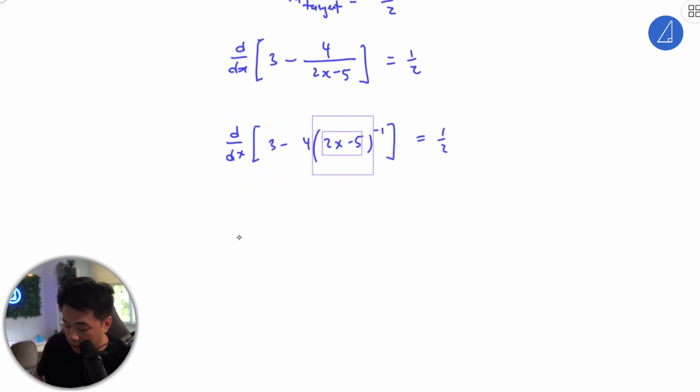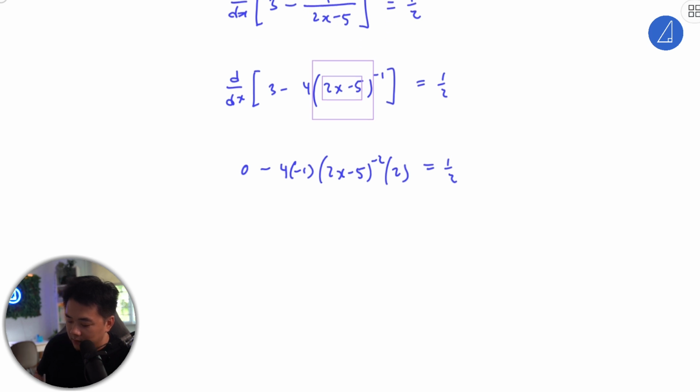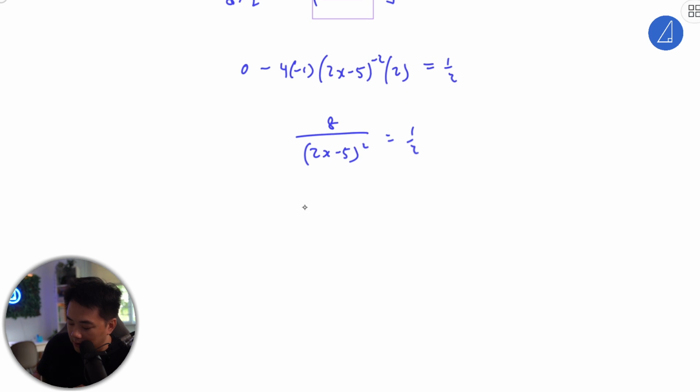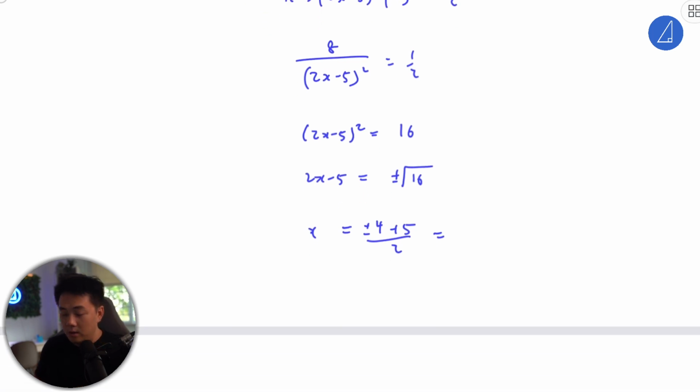Differentiating 3 will be 0. Then differentiating the outer layer, this is -1, so we get -1 times (2x minus 5) to the power of -1 minus 1, which is -2. Then multiply by 2, the derivative of 2x minus 5. With the 4, this gives us 8 over (2x minus 5) squared, equals a half. Cross multiply: (2x minus 5) squared is 16, so 2x minus 5 is plus or minus the square root of 16, that is plus or minus 4. So x equals (5 plus or minus 4) over 2, which is either a half or 9 over 2.